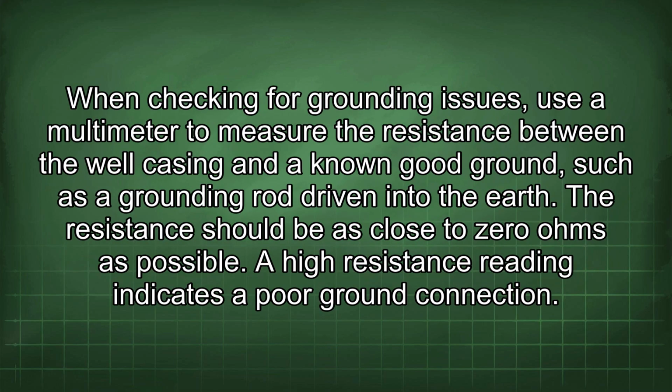When checking for grounding issues, use a multimeter to measure the resistance between the well casing and a known good ground, such as a grounding rod driven into the earth. The resistance should be as close to 0 ohms as possible. A high resistance reading indicates a poor ground connection.